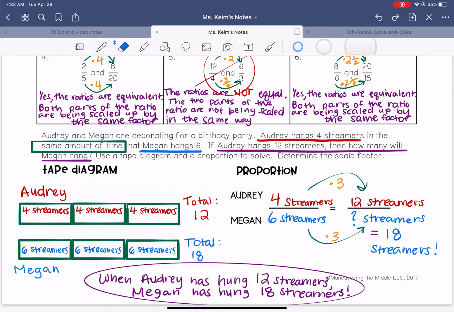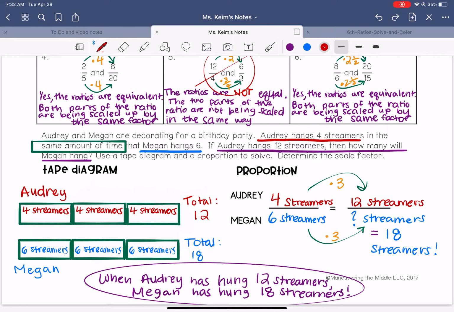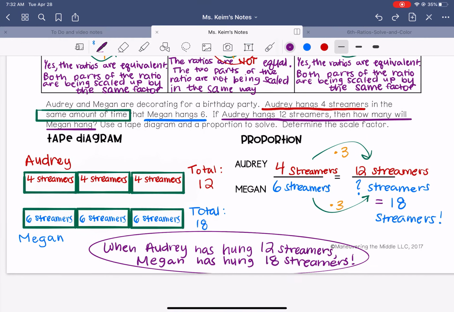Determine the scale factor. You don't need to know what a tape diagram is necessarily to show your work for this or to represent the situation. All they're asking you to do here is to represent the situation. So the first thing I did for this quote-unquote tape diagram, the reason it's called a tape diagram is because it looks like we've got strips of tape, is I represented what I knew.